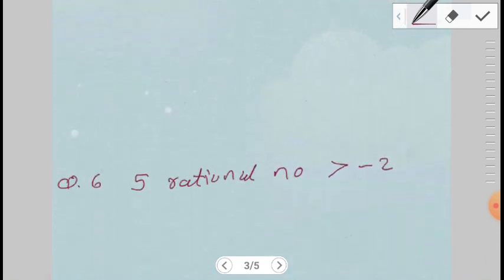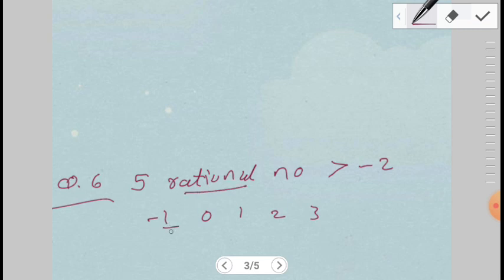And here in question 6, 5 rational numbers which are greater than minus 2. Simply, on the number line we know that greater than minus 2 are minus 1, 0, 1, 2, 3. These are all greater than minus 2. And we need rational numbers, so we will write 1 in the denominator of all of them, so they become rational numbers. And these are all rational numbers bigger than minus 2.